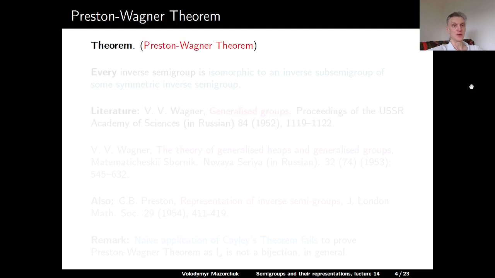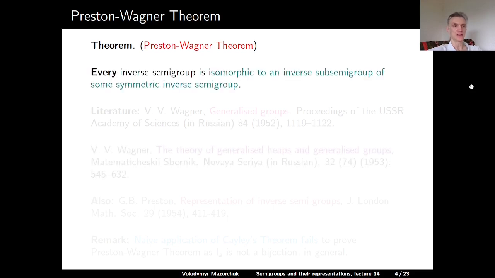So now we can formulate the Preston-Wagner theorem, which is the main theorem for today's lecture. And the claim is as follows. Every inverse semigroup is isomorphic to an inverse subsemigroup of some symmetric inverse semigroup. So symmetric inverse semigroups have a similar universal property to the symmetric groups or to the full transformation semigroups. Any inverse semigroup is an inverse subsemigroup of some symmetric inverse semigroup.